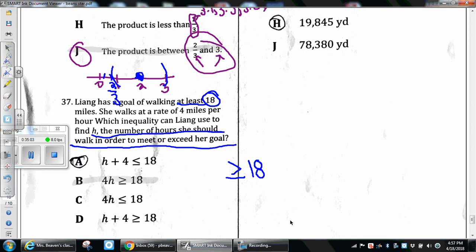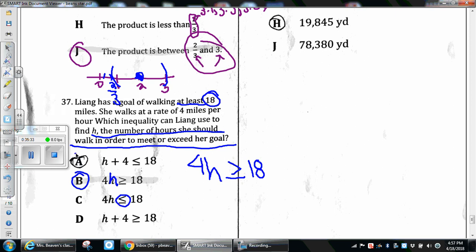So then let's see. She walks at a rate of 4 miles per hour. So that rate right there tells me something like a slope. And remember, here we're not using x and y, we're using h as the independent variable in place of the x. And so we get that inequality right there. And so it's going to be this one. Now, if you look at answer C, it's very similar, but the inequality symbol is reversed. So that's why it's wrong.